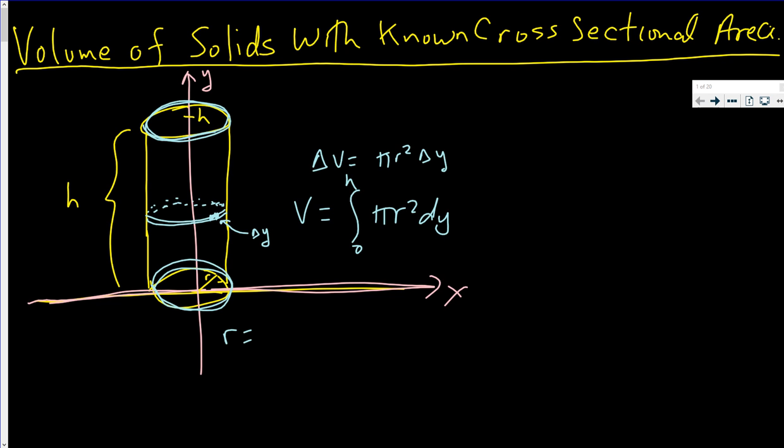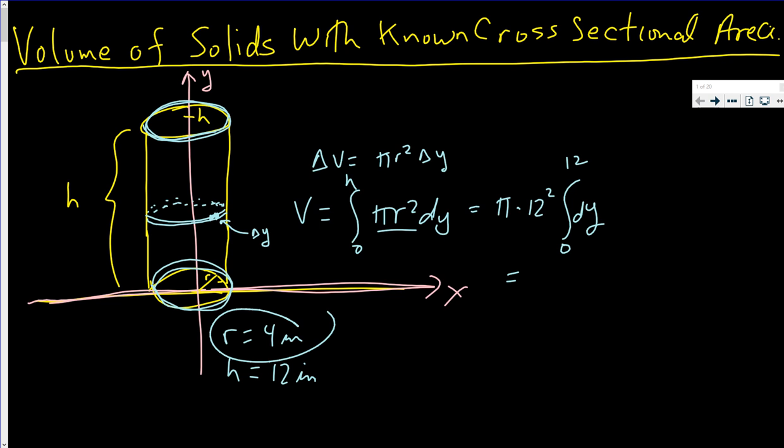Now suppose the radius is 4 inches and, I don't know, the height is 12 inches. So what we get is, I'll factor out the constant, pi times r squared times the integral of y, dy, excuse me, and y goes from 0 to h, but h is 12. So let me replace r with 4 and not 12, and we'll be on a roll.